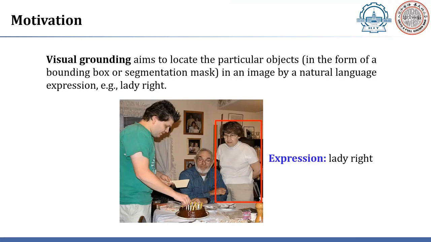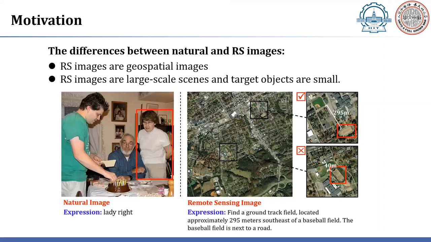Currently, most visual grounding methods mainly focus on natural images. In this paper, we deal with remote sensing images. We show an example of natural and remote sensing images in visual grounding. There are two differences. First, remote sensing images contain the geographic coordinates, for example, longitude and latitude, and spatial resolution of ground objects. This information is very important for localizing ground objects, and we need to focus on representing this information. However, natural images do not contain this information, and existing visual grounding methods cannot represent it.